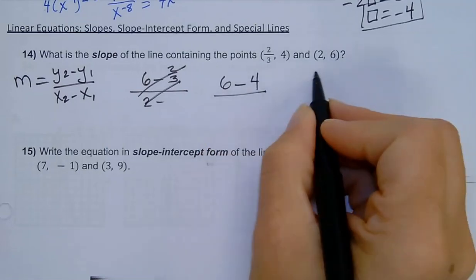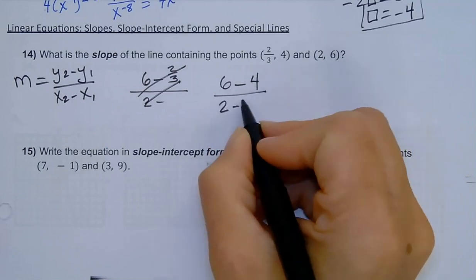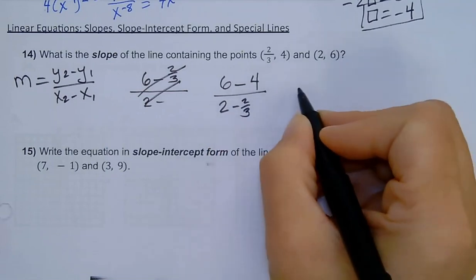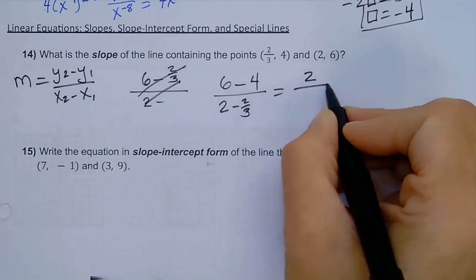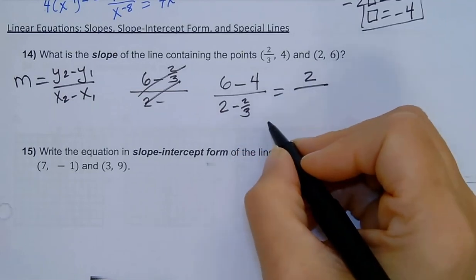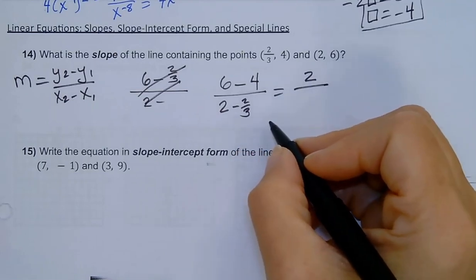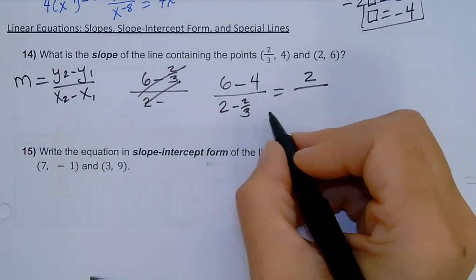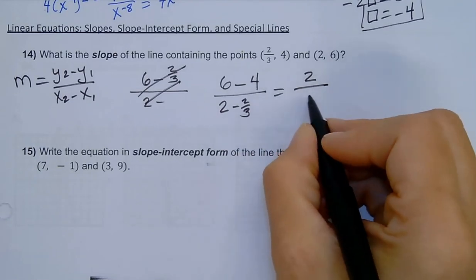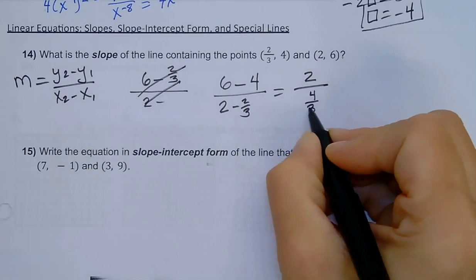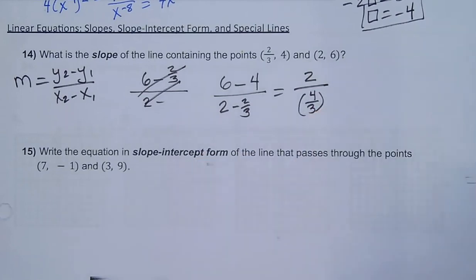Over x sub 2 is 2, minus x sub 1 is 2/3. So I have to do this math, right? I know that this is 2 over 2 minus 2/3. Well, if I had 2 and I take away 2/3, that's going to be 4/3, right? So this is 2 over 4/3. Okay, do you want me to quickly do that?